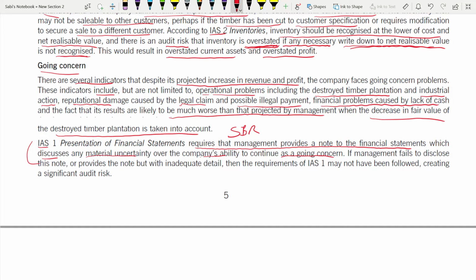You should quickly be able to identify, okay, this is the place I have to use this standard. According to this standard, this will be measured like this, and this is what the company is doing. You have to be very quick to identify these issues in audit, basically. So if the management fails to disclose this note, or provides a note without much detail, then the requirement of IAS 1 may not have been followed, creating a significant audit risk. That means you're not complying with IAS 1, you're not complying with the accounting standard. This is a significant audit risk.